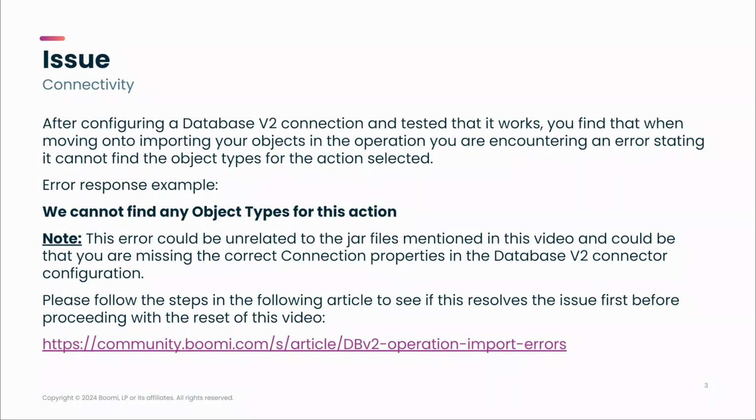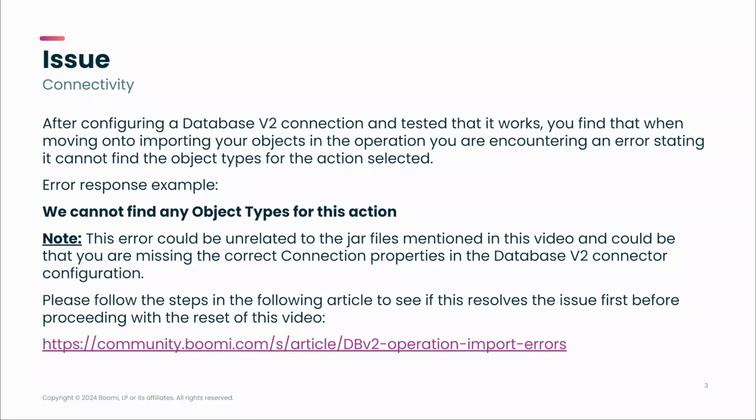For the issue, after configuring a database v2 connection and testing that it works, you find that when moving on to importing your objects in the operation, you are encountering an error stating it cannot find the object types for the action selected. For an error example here, we cannot find any object types for this action.